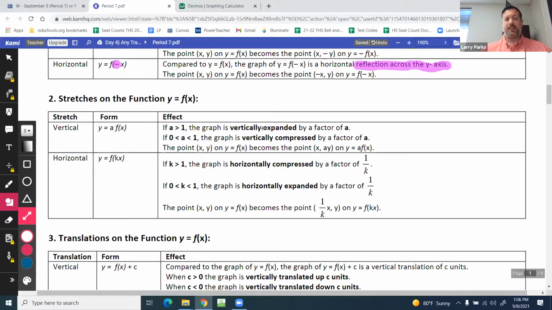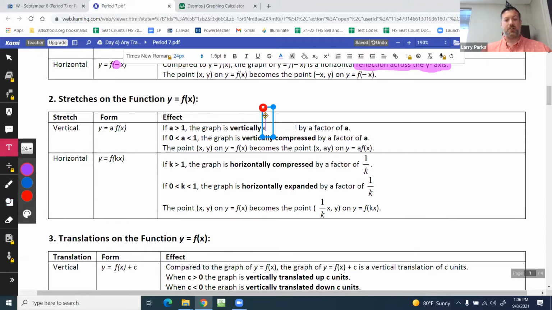So instead of saying expanded, kind of worked, not really. What we're going to say instead is stretched, just to be consistent with what you will see on the district assessment. So stretched and compressed, but technically you could say expanded, okay?